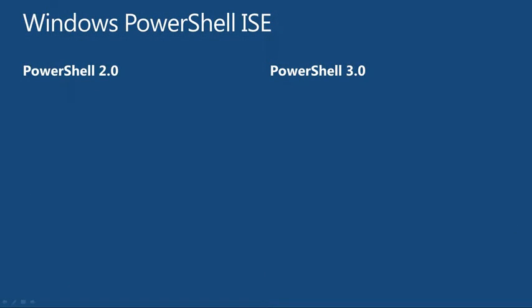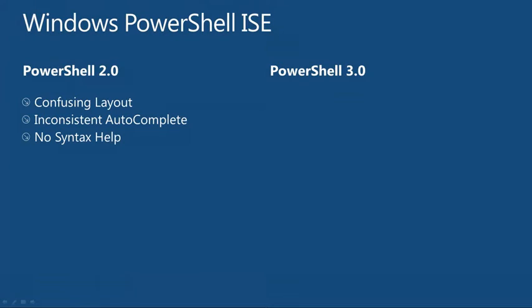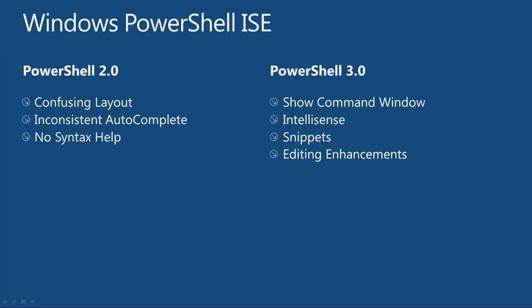Now, last but not least, the PowerShell ISE. I'll be honest, a lot of people told me that the layout of the built-in one that came in PowerShell was confusing. I didn't mind it too much, but enough people say, I find that confusing, I'm going to take their word for it. Inconsistent autocomplete, no syntax help, very little of that. These are all things that they have tried to address in the ISE for PowerShell 3.0.